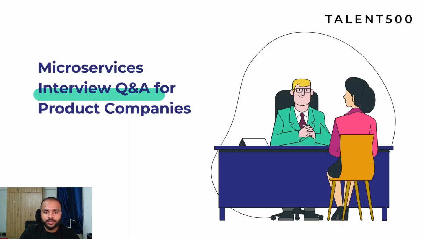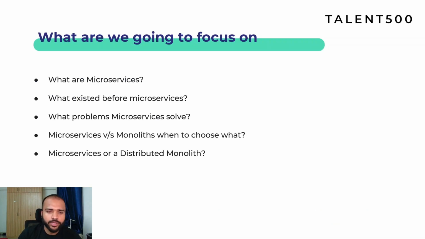So what we'll be discussing today is, first of all, what are microservices and what existed before microservices. I will also give you an example to differentiate between microservices and monoliths, which used to exist before microservices, and then what are the problems which microservices solve for us, and when to choose what, right? Like microservices versus monolith. And in the last we will also discuss the code which you are developing, how to differentiate if it's a microservice or a distributed monolith. Okay, so let's get started.